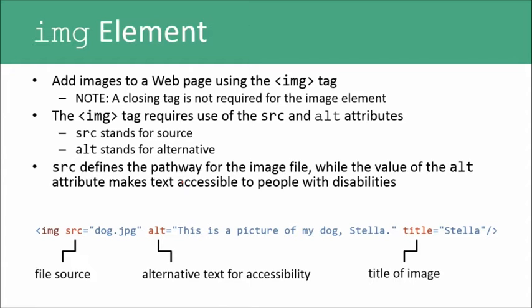So if somebody can't view the image, they're going to be able to see the alternative text or hear the alternative text if they're using a screen reader. And of course, we've got title as well, which signifies the title of the image. Here, my dog Stella, right, is going to be in our example in just a few moments, but that's the title of our image.